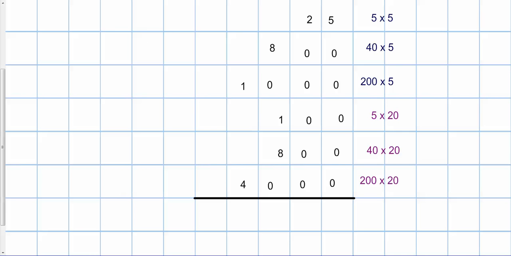Okay, so now I add them up. 5 plus all those zeros still gives me a 5. 2 plus all those zeros still gives me a 2. 8 plus 1 plus 1, so 9 plus 8 is 17. So put down my 7. I'm going to carry my 1 up here. 1 plus 1 plus 4, so that's 2 plus 4 is 6. So 6,725 is my answer. And so that is partial products.